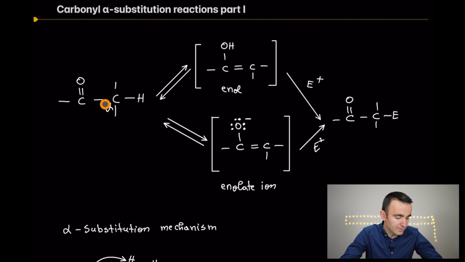Now, why is it called alpha? Because this carbon here that is connected straight to the carbonyl group is called alpha. If we move another carbon away, it's called beta, and so on. It can be converted to an enol or enolate, depending on the condition, basic condition or acidic condition, and it can react with an electrophile to yield an alpha-substituted compound, right? Because this position here, again, is called the alpha position.